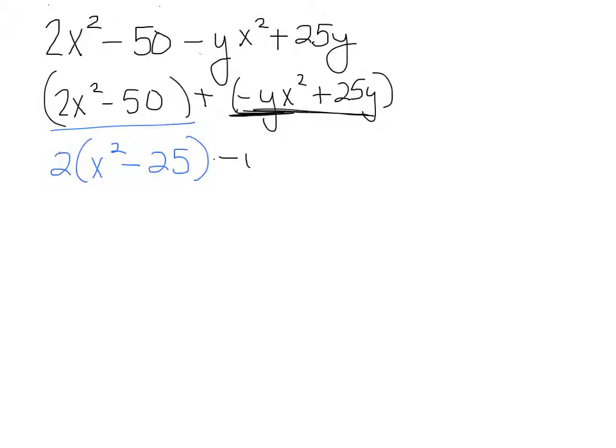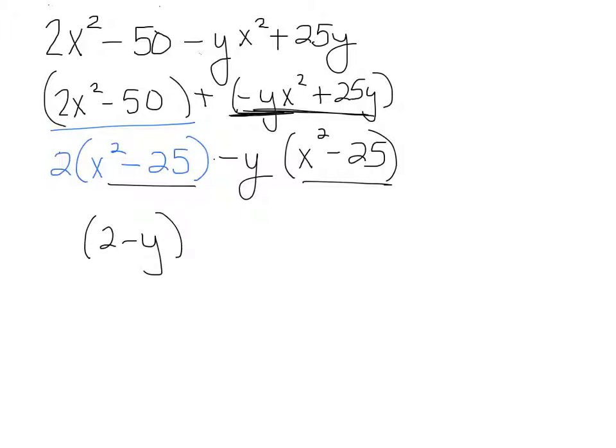I can take out a negative y. And I'd be left with x squared minus 25. Notice we're left with the same thing. So my answer will be 2 minus y and x squared minus 25. But wait a minute. We have not factored completely.